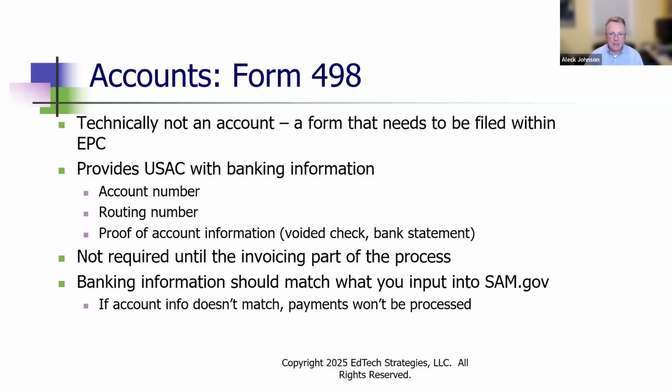The Form 498 is basically where you set up your payment information, and it provides USAC with your bank's information. So your account number, your routing number, and then the proof of your account number, which you provide as a voided check or bank statement. It's not really required until the invoicing part of the process, and at this point, it's only required if you are filing for discounts using the BEAR form.